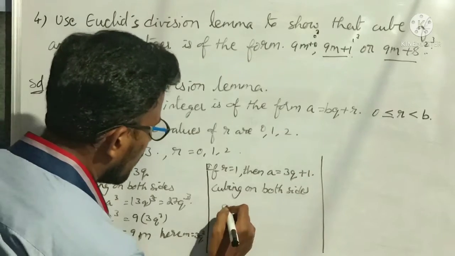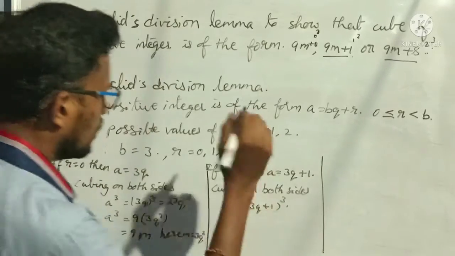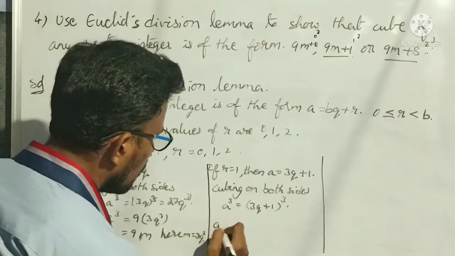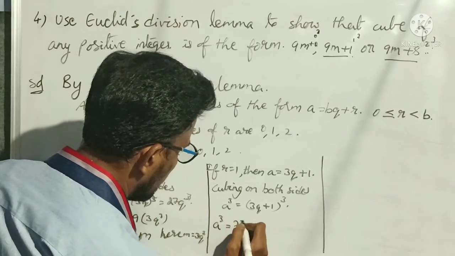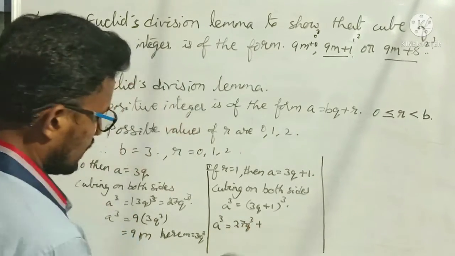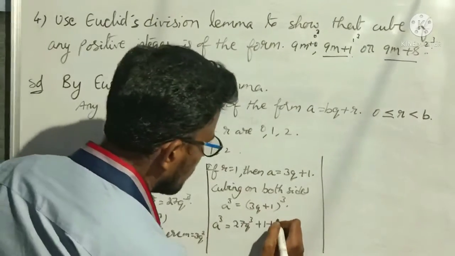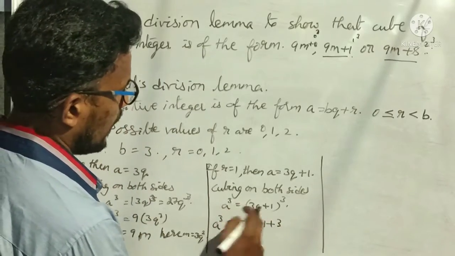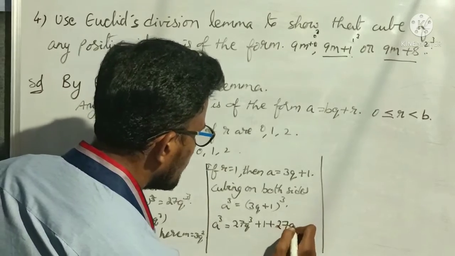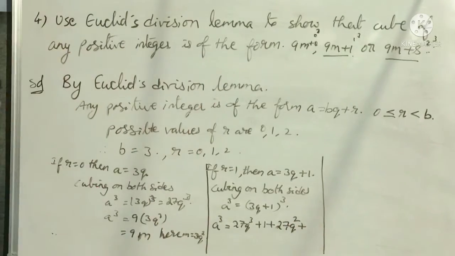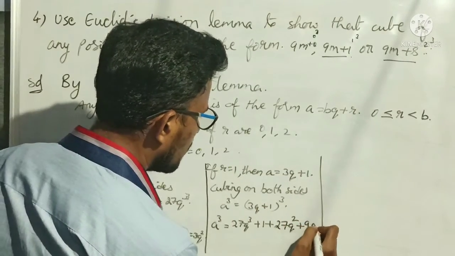If we do cubing on both sides, then we will get a cube is equal to (3q + 1) whole cube. So a plus b whole cube: a cube is 27q cube, plus b cube is 1, plus 3a square b, that is 3 into 9q square into 1, so 3 into 9, 27q square, plus 3ab square, so 3 into 3 is 9q.